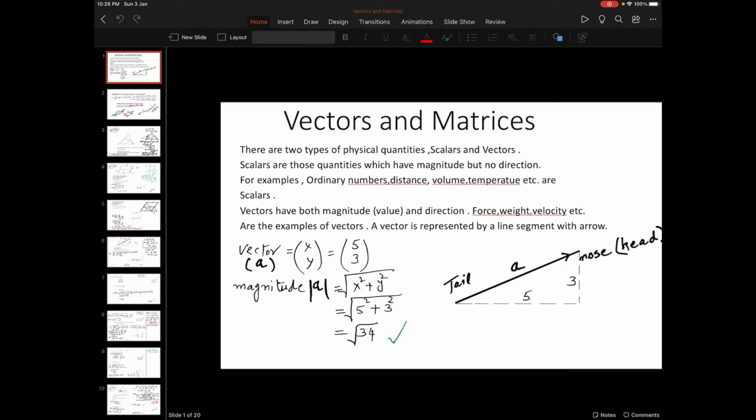Let's start. In our daily life, we face two types of physical quantities, scalars and vectors. Scalars are those quantities which have magnitude only. For example, if any friend or person asks you what is the temperature today and you say 25 degrees Celsius, then your friend will understand easily.